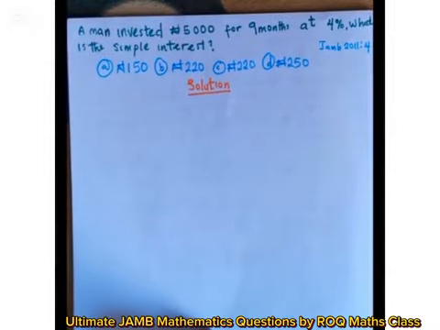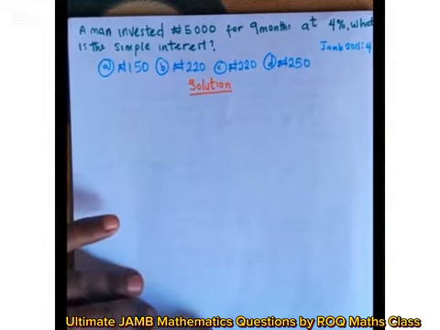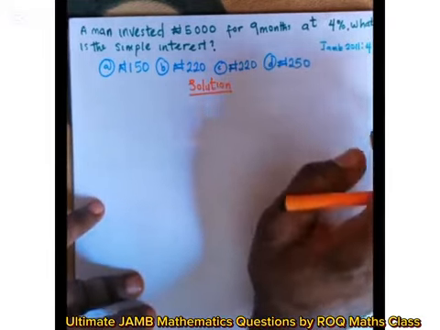Good day viewers, welcome back to our math class. A man invested 5,000 naira for 9 months at 4%. What is the simple interest? JAMB question 2011 number 4.